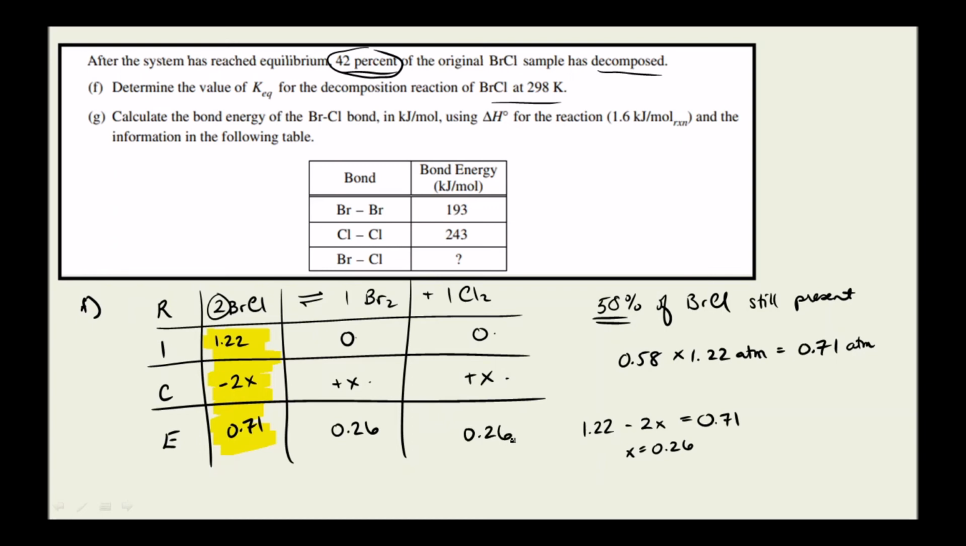We plug the equilibrium pressures into the equilibrium constant formula that we wrote up for part E. We will get that KEQ is equal to 0.26 times 0.26 divided by 0.71 squared, because of the coefficient in front of BrCl, and we find that this gives us an equilibrium constant of 0.13.